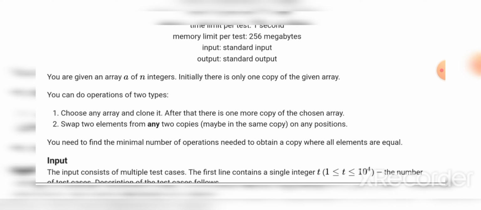First operation, you have to choose any array and clone it. Basically there is only one array, so you can clone this particular array. After that there is one more copy of the chosen array. In the second operation, you can swap the elements from any two copies at any positions.